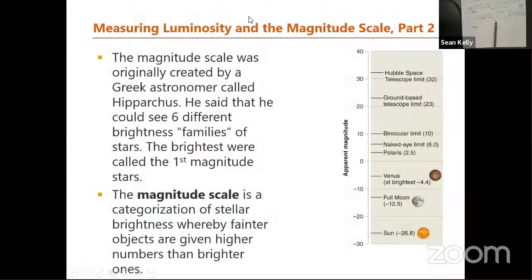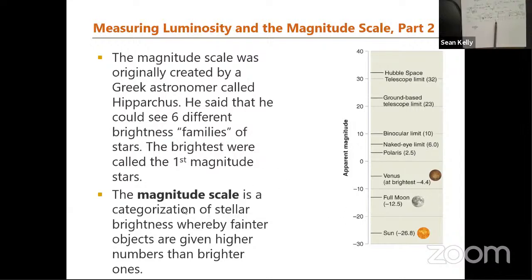Okay, so let's see if you understand. The Greek astronomer Hipparchus said that he could see 6 different brightness families. The brightest were called the first magnitude stars. You can see the numbers that I gave you. For the Hubble Space Telescope, they put 32, but it's the right idea. The dimmest you can see with the naked eye is a 6, okay? Polaris, the North Star, is a 2.5. It's not even that bright, actually.